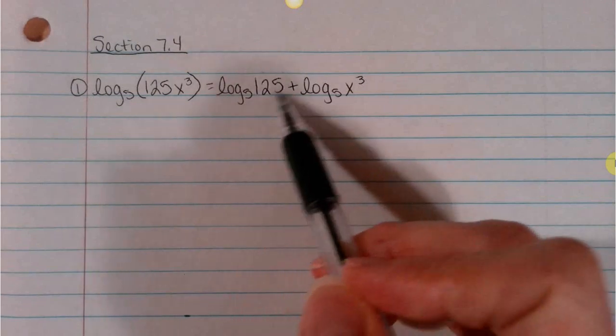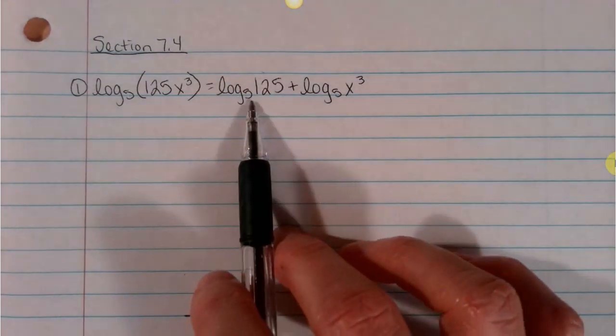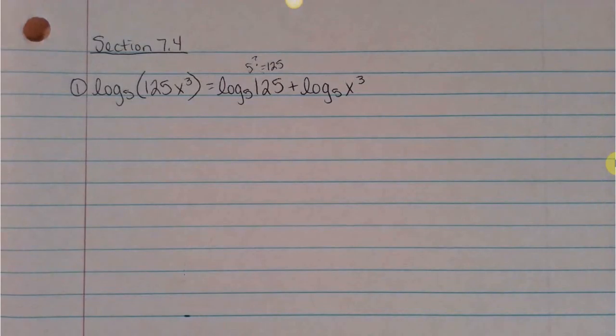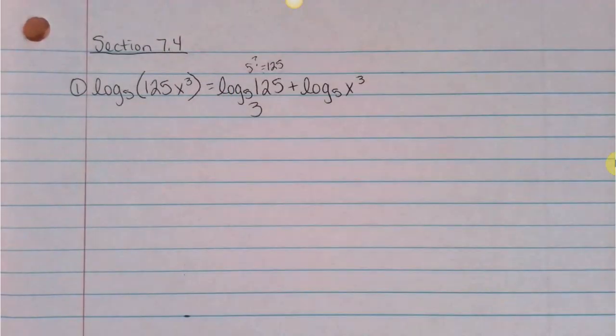Now this first expression is something that we can actually evaluate. Remember, the question that you want to ask yourself when you see something like this is 5 raised to what exponent is equal to 125? And 5 to the third is 125. So that means that this entire term simplifies down to just a plain old 3.